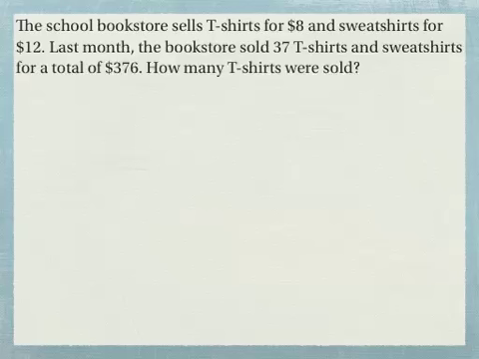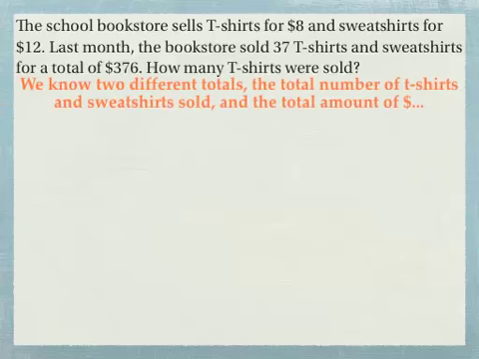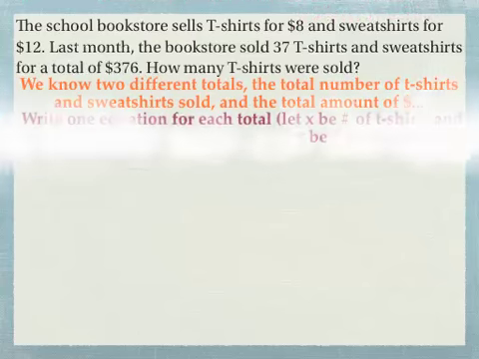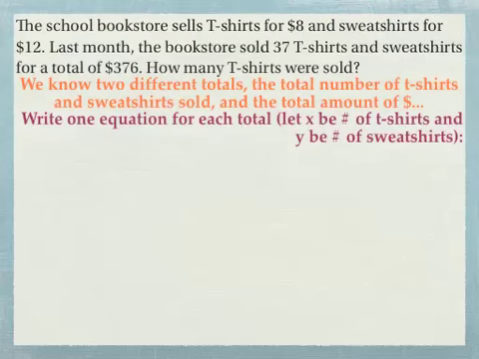So we know we have two pieces of information here. First of all, we know they're selling t-shirts and sweatshirts. Before I even get started, because I have two different variables, t-shirts and sweatshirts, I'm going to say we know two different totals: the total number of t-shirts and sweatshirts sold, and the total amount of money that was sold. What I was saying before is write one equation for each total, and I need to say that x is going to be the number of t-shirts and y is going to be the number of sweatshirts. I'm going to write that down so that I remember it after I've solved everything.